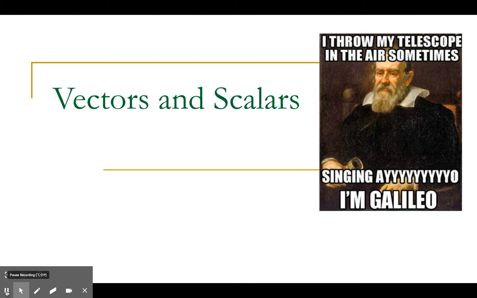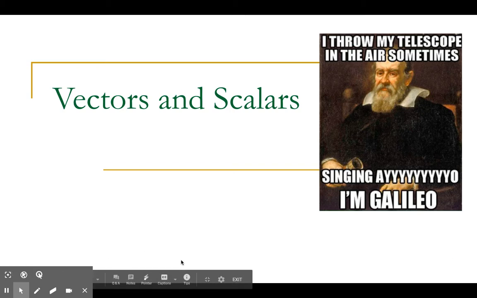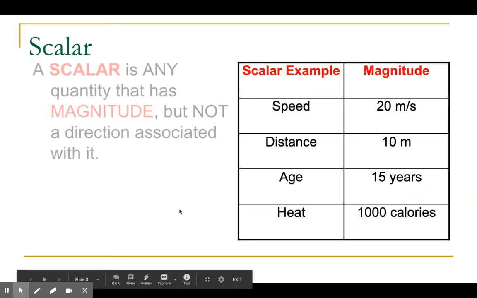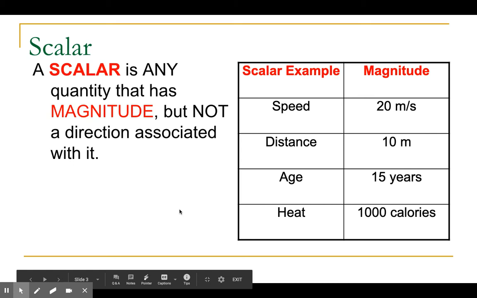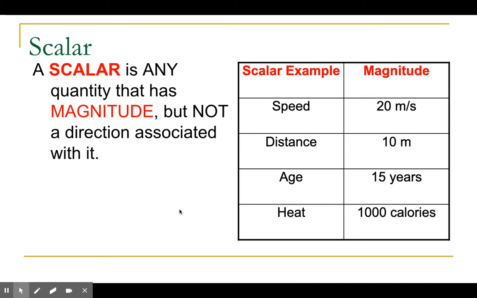Generally in physics, we deal with two types of quantities. We deal with vectors and scalar quantities. A scalar quantity is any quantity in physics that has magnitude but no direction associated with it. Some examples are speed, distance, age, and heat.